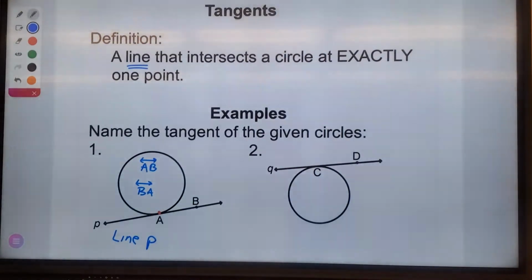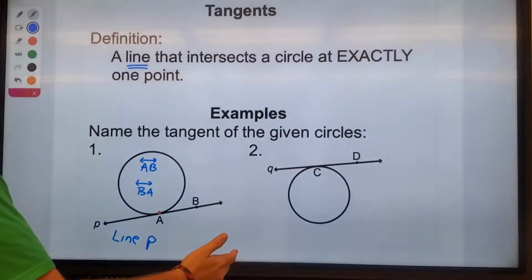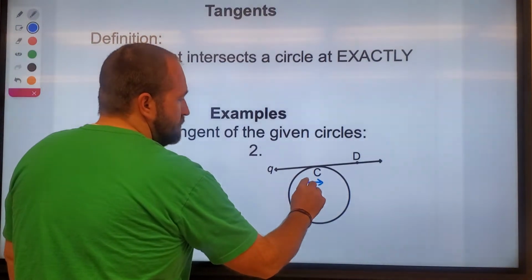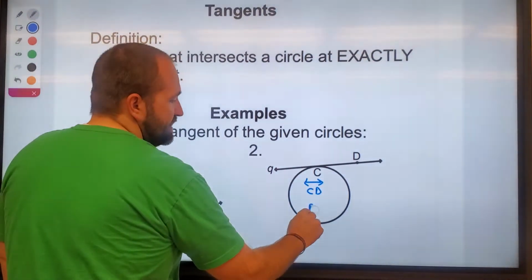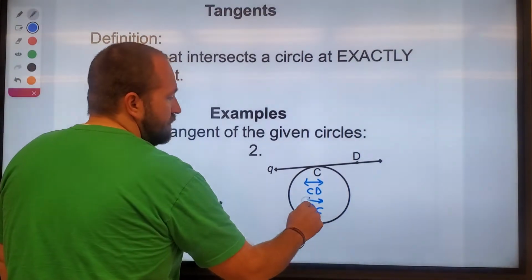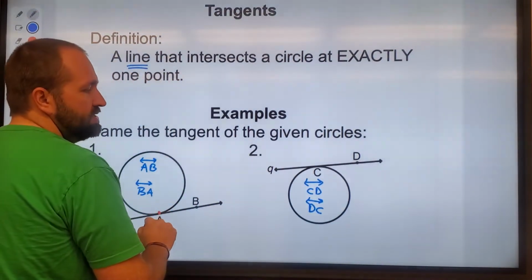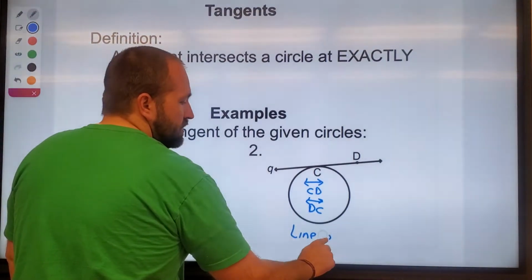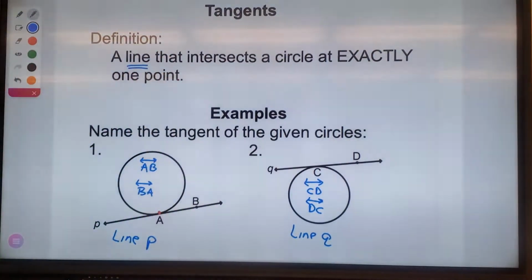Number 2, in a similar fashion to number 1, we have 3 options. I could put CD, again with the line with the arrows. I could put DC, I could reverse that. Or I have this lowercase italicized letter q, which gives me line q as my option. So again, 3 options for each of them. You have to pick one.